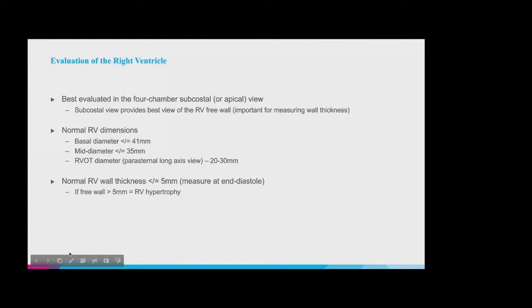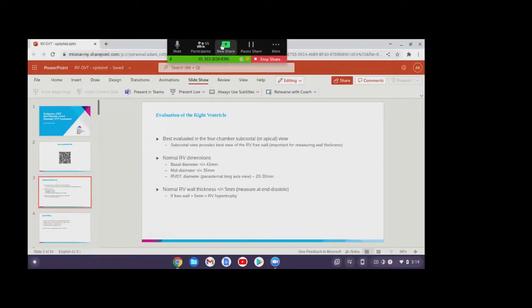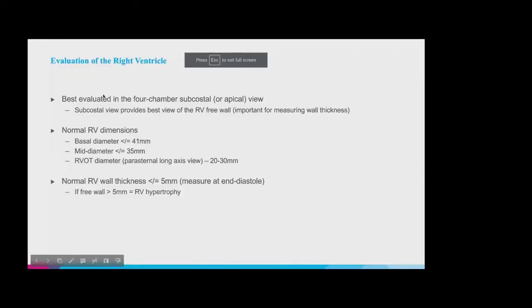I'm so sorry to interrupt. We couldn't see the slides. Sorry. Oh, you still can't? I can see evaluation of the right ventricle now. Oh, okay. Hold on. Let's see. Yeah, this is it, right?